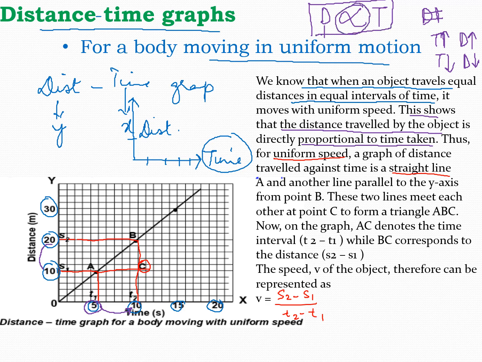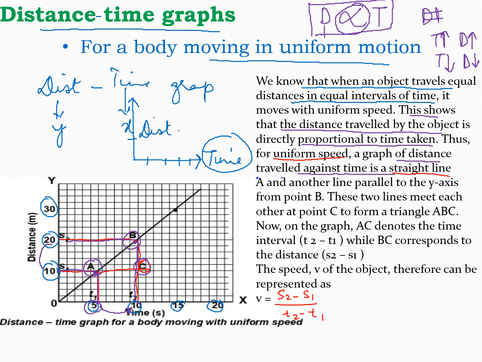Now for uniform speed, a graph of distance travelled against time is a straight line A, and another line parallel to the y-axis from point B. Now for this graph we are taking 2 points, one is A and one is B. These two lines, when produced, so the point A I am elongating on the distance axis and on the time axis also. Point B also I am elongating on the distance axis and the time axis. Then you will see that both your points A and B, when elongated, cut each other at point C.